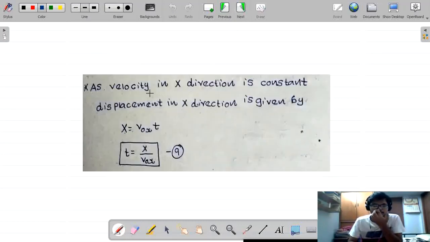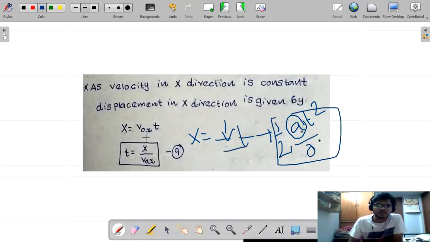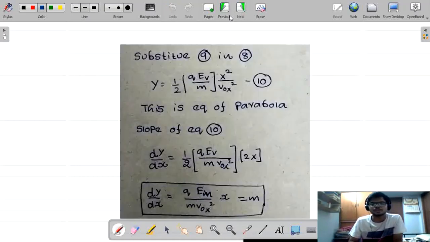What is T? As velocity in the x direction is a constant, what is the equation of x? Vt plus half at square. As velocity is a constant, acceleration is equal to 0, so this whole term will become 0. Only Vt will exist. So from here we can write T equal to x by Vox. Now substitute the T in the equation number 9. Y equal to half Q EV by M, here T square, T equal to x by Vox, so x square by Vox whole square.